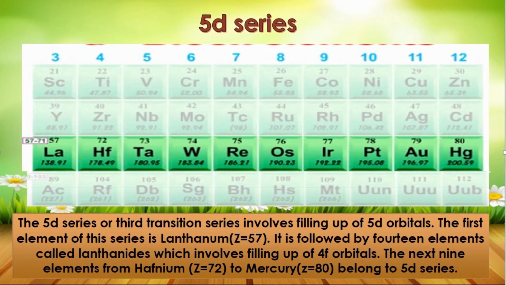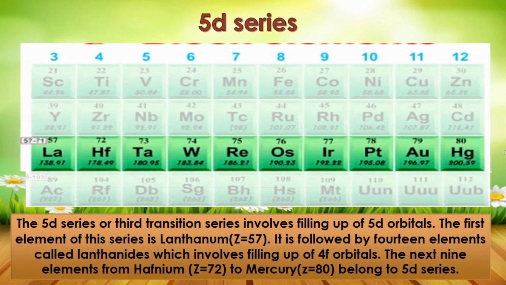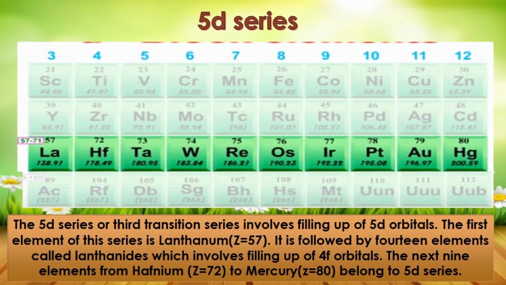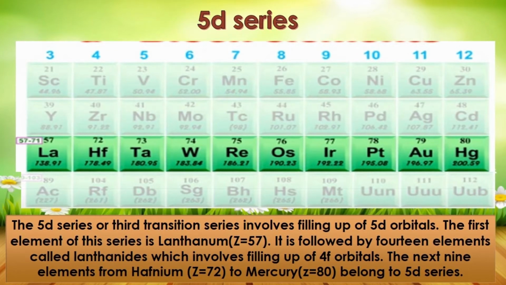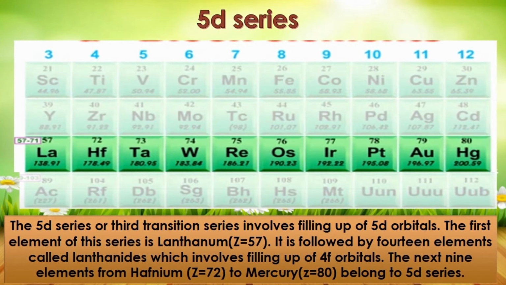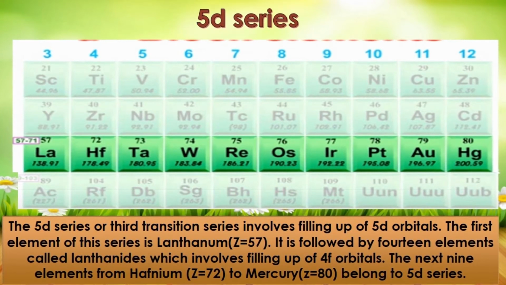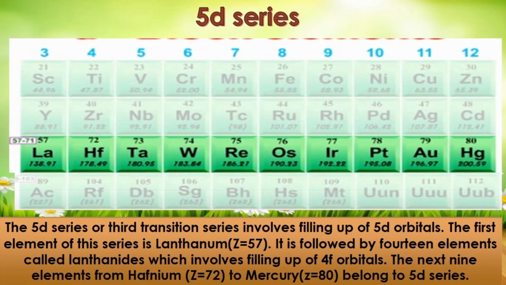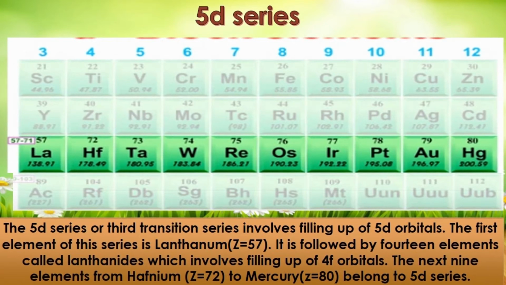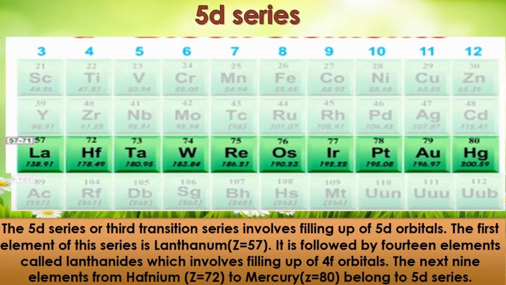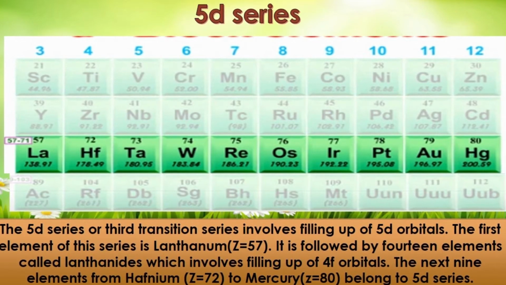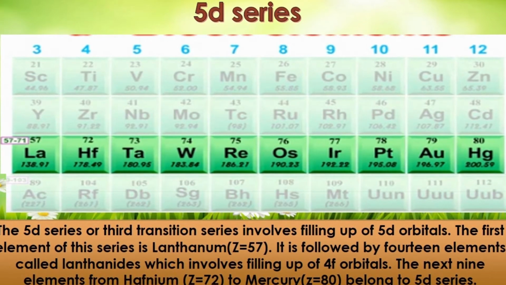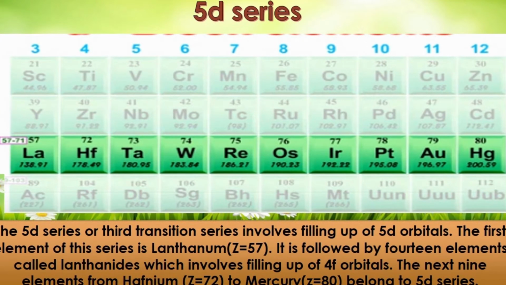The 5D series is called the third transition series. It involves filling up of 5D orbitals. The first element of the series is lanthanum. Then it will be followed by 14 elements called lanthanoids, which will be placed at the bottom of the periodic table. They involve filling up of 4f orbitals. Then you will have the elements from hafnium to mercury belonging to 5D series.